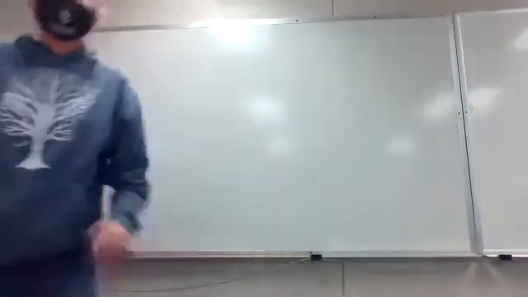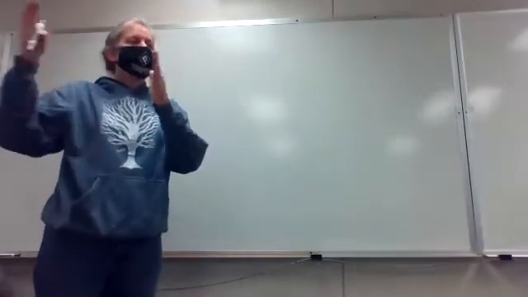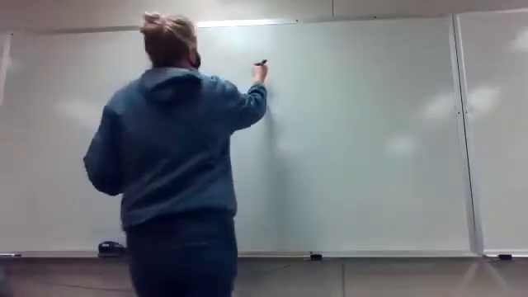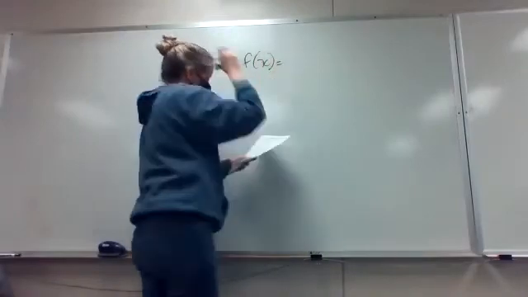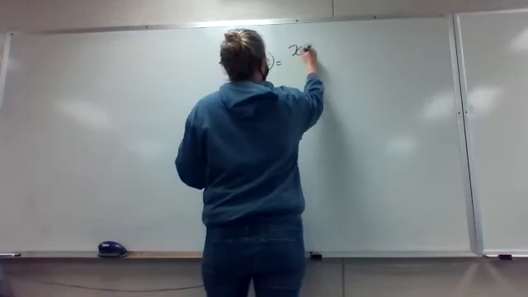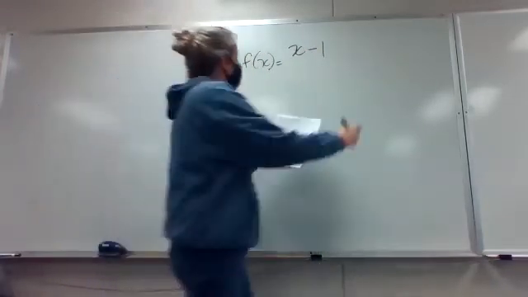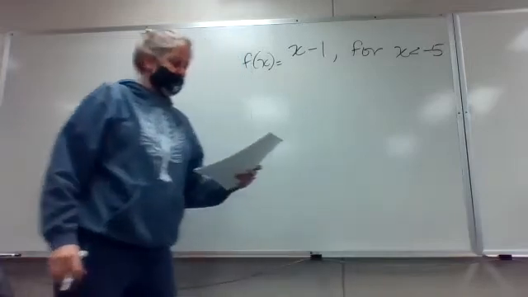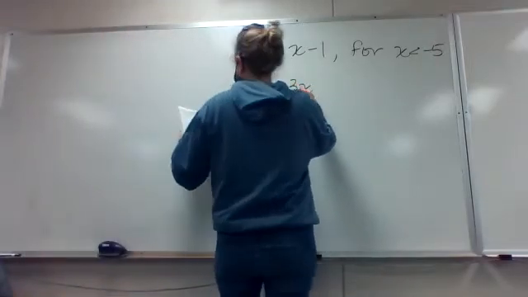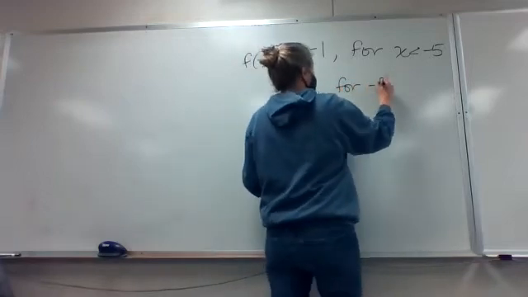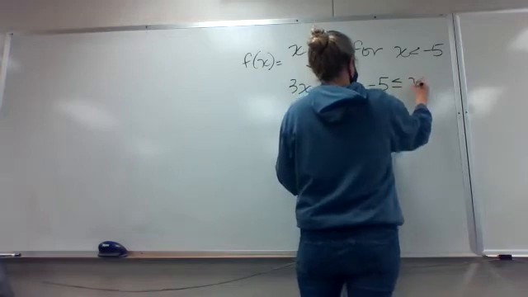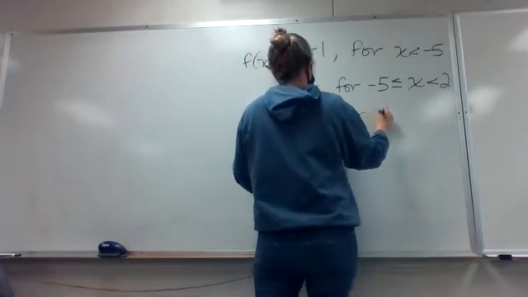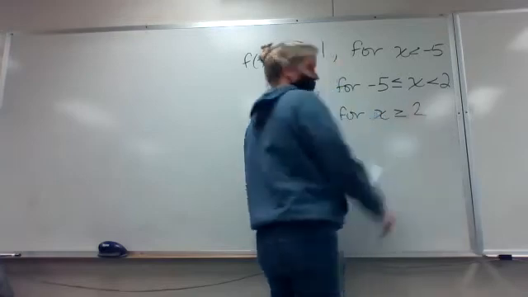So problems 1, 2, and 3 are how to locate where you are on the graph. Okay, here's what I mean. I'm looking at number 1. F of x equals, there's 3 different pieces. You're x minus 1 for when x is less than -5, 3x for when -5 is less than or equal to x, which is less than 2, and you are an x squared graph for when x is greater than or equal to 2.